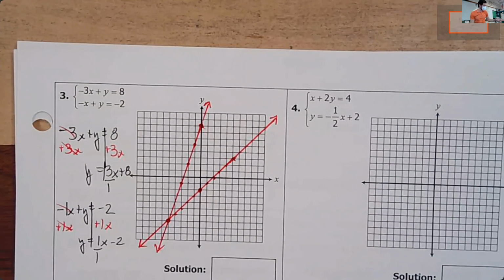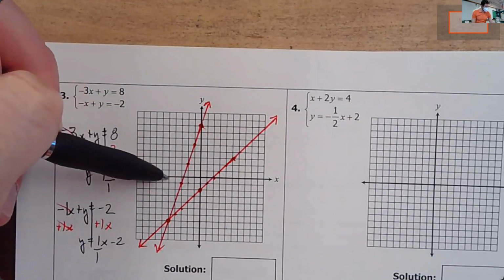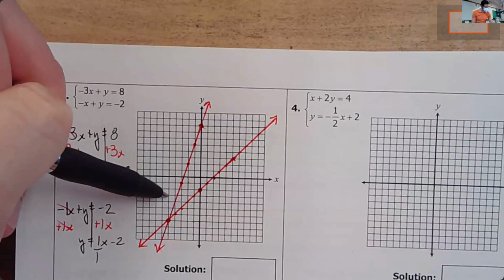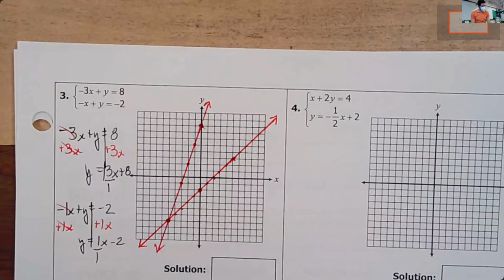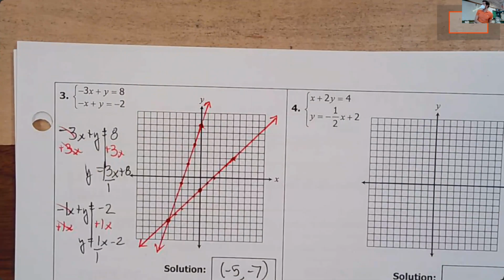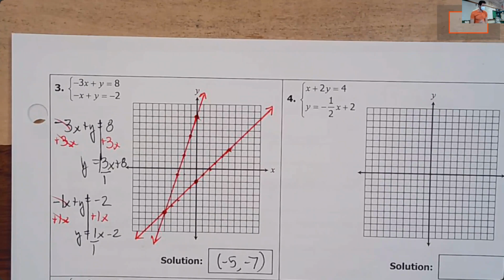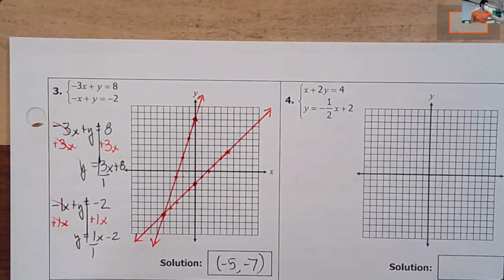And so we need to figure out what is that location. From the middle of the graph, we're going to go over to the left 1, 2, 3, 4, 5. So that's -5 for x, and then down 1, 2, 3, 4, 5, 6, 7. So that would be -7 on the y. So -5, -7. That is where those two lines cross, which means that is our solution. So we've graphed both lines, we figured out where they intersect, and that location is the answer to that system.